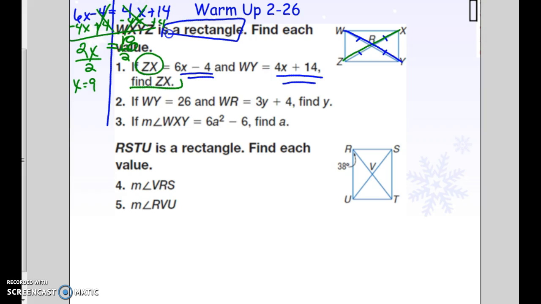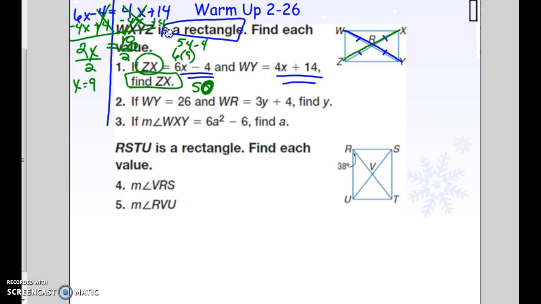Did they ask me for x? No, they asked me for ZX. So 6 times 9 is 54. Minus 4 is 50. And it's not 50 degrees. I've been writing that all day for some reason. It's just 50 because we're talking about the lengths of sides, right? Or the diagonal. Well, if this diagonal is 50, how big is this diagonal? 50. Other thing. Very good.